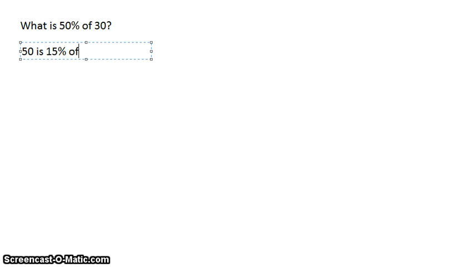Okay, so here's a different way that you can solve equations that involve percentages. Again, there's three types. There's the type where you have to find the part. Those look like, what is 50% of 30. There's the questions where you have to find the whole, like 50 is 15% of what number. And there's the type where you have to find the percentage.